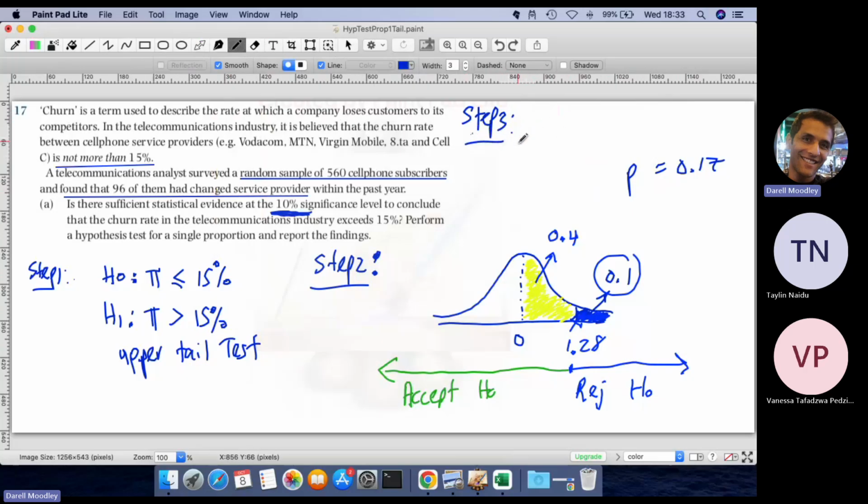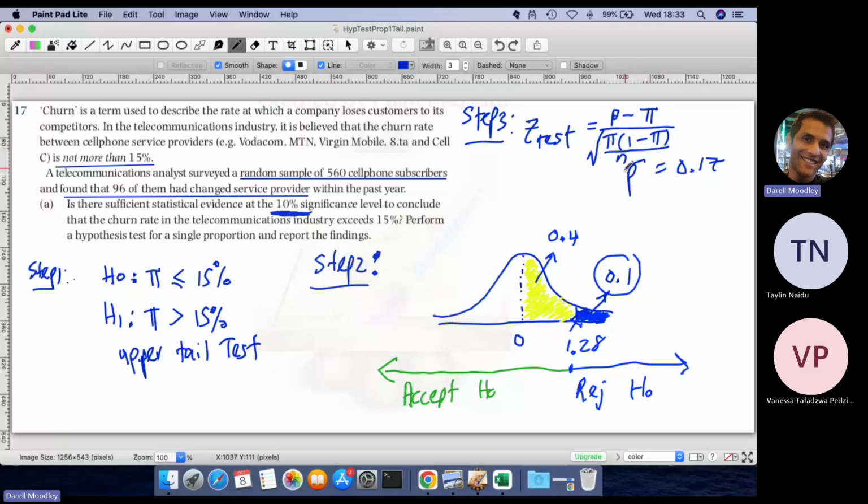For proportions, you're given the formula in your formula sheet. The formula is Z test equals, now you're working with proportions, so you look at the formula that relates Z to pi. If you look at your formula sheet, you'll get this formula here. You don't have to memorize it. I'll write it out, but it's in your formula sheet. It's P minus pi all over the square root of pi times 1 minus pi all over n.